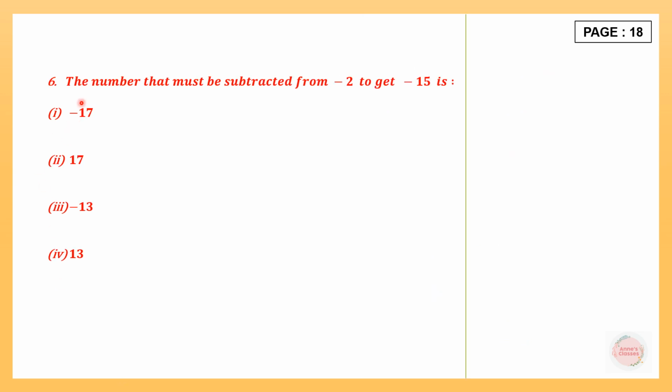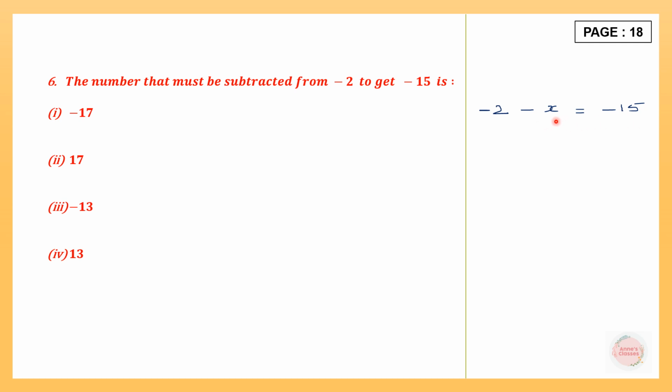Question 6. The number that must be subtracted from minus 2 to get minus 15 is one of these. That means from minus 2, so minus 2 has to come first. So if I have minus 2, what should I subtract from this? I'll call that unknown number x. What should I subtract from that to get minus 15? This is my question. So let me repeat that. What should I subtract from minus 2 to get minus 15?